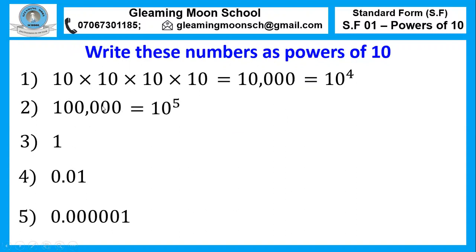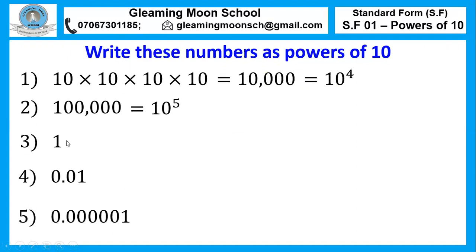So remember, the number of zeros tell you the number of tens, and that will tell you what the power is saying. The first one is 4 tens, which is the same as 4 zeros, and that gives you 10 to the power of 4. The second one is 5 zeros, which means the power says 5.